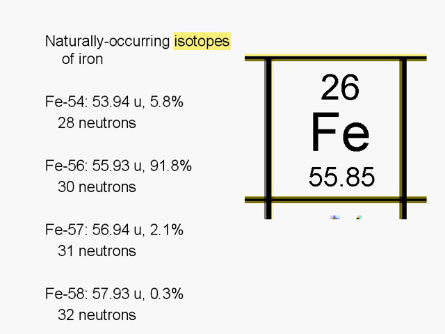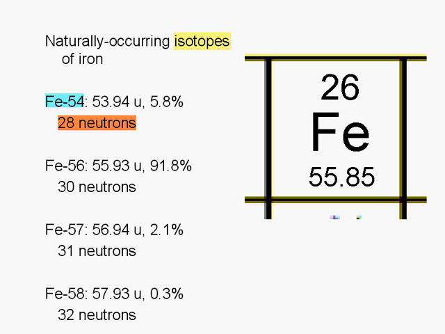The mass number of the atoms with 28 neutrons is 54. 26 protons plus 28 neutrons gives us a mass number of 54. These atoms are called iron 54. Each of these atoms actually has a mass of 53.94 atomic mass units, which is 54 atomic mass units if we round off to the nearest whole number.